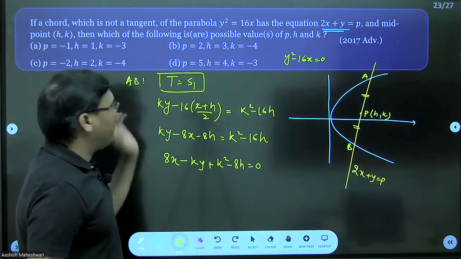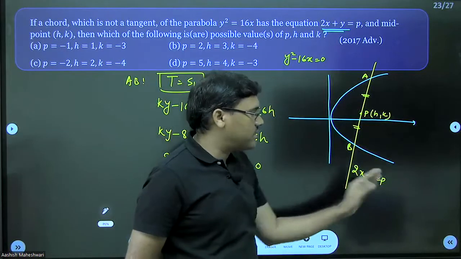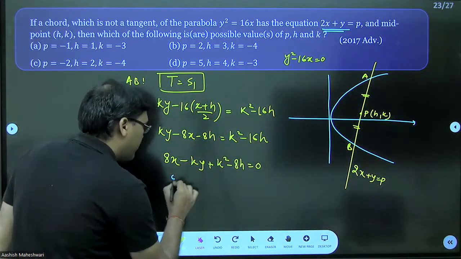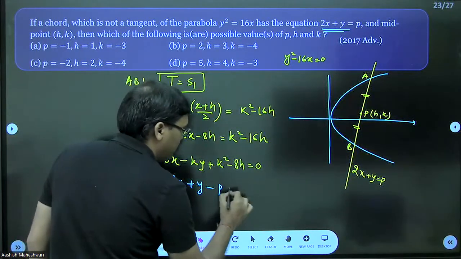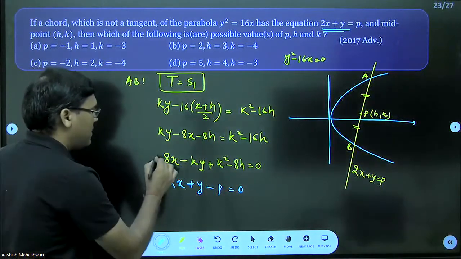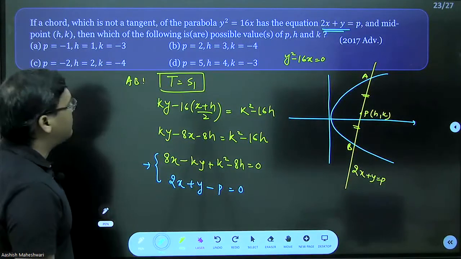Now this is the equation of AB. But the equation of AB is given to you. The equation of AB is 2x + y = p. So you can see the equation of AB is 2x + y - p = 0. So what does this imply? Both the equations are representing AB. That means they should be identical. So what is the condition for identical equations?